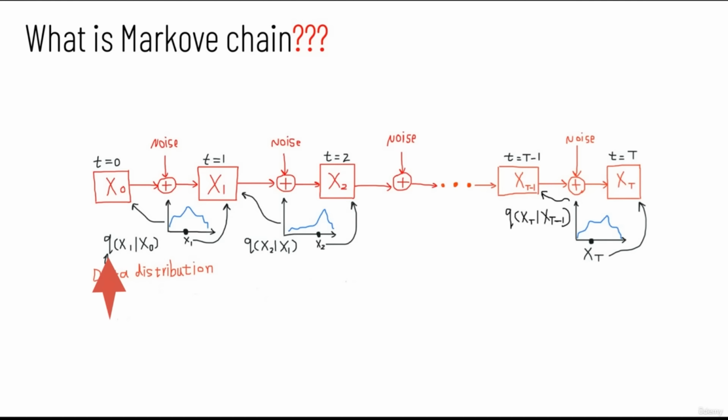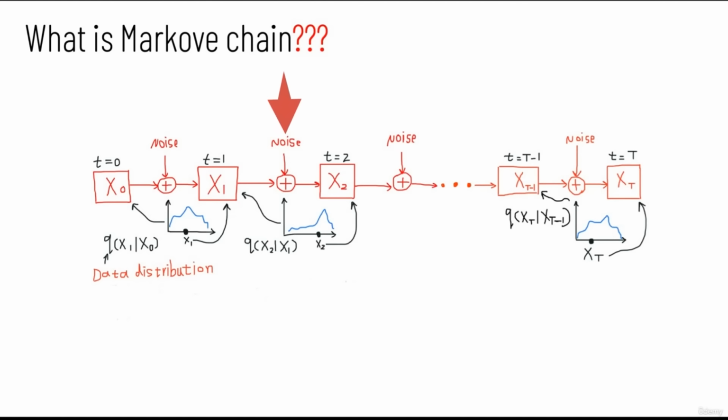We will call this distribution a Q distribution. And this distribution, as we said previously, will just depend on x0. So we will call it q of x1 given x0, which means the probability distribution of x1 variable given the value of x0 variable. And as we said previously, we will use this distribution to get the value of x1 variable. And now we have x1 and we are at time step 1.